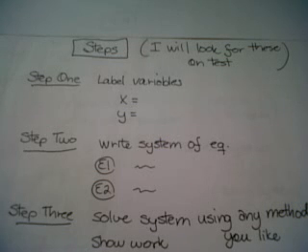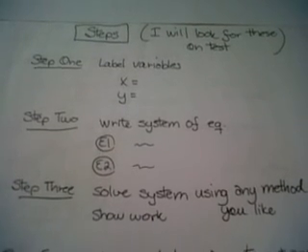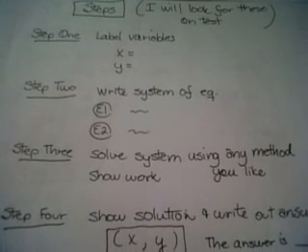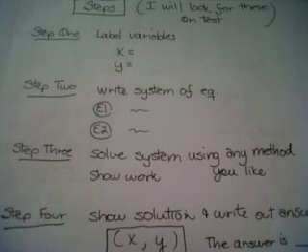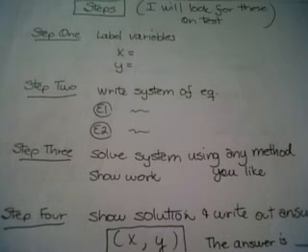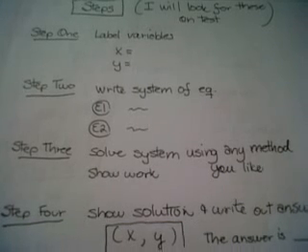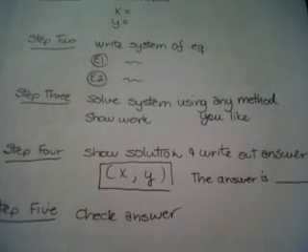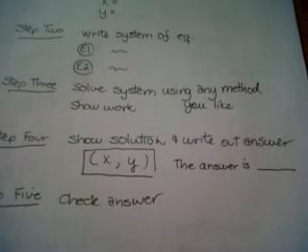Step 2, you will write out a system of equations, label your equations, equation 1 equals, whatever it equals, equation 2 equals. Step 3, solve the system using any method you like. Be sure you show your work. So you can use elimination, you can use substitution, or you can use graphing. And step 4, show your solution, write out your answer in a sentence.